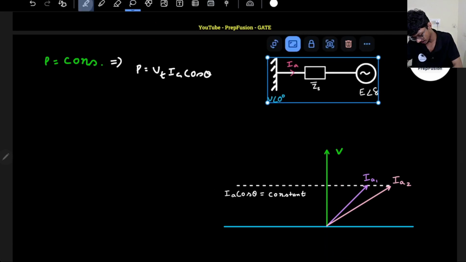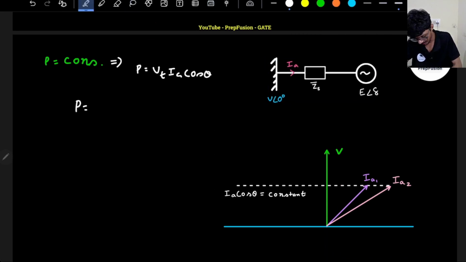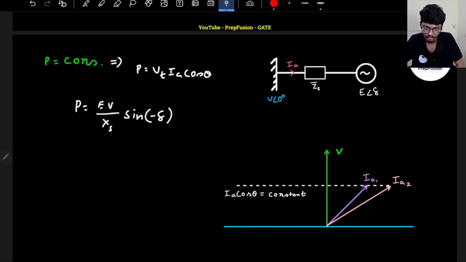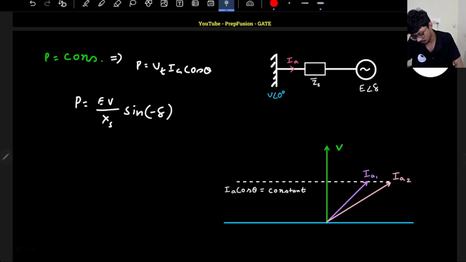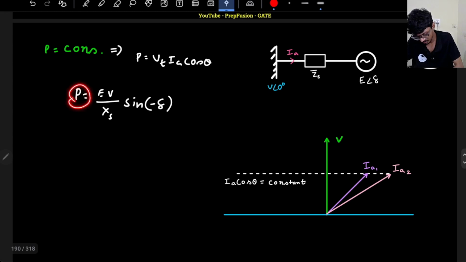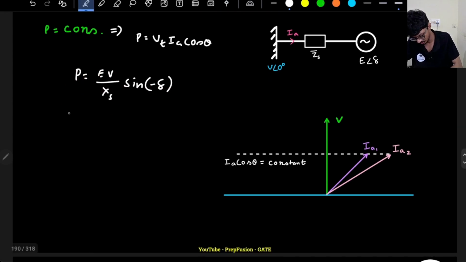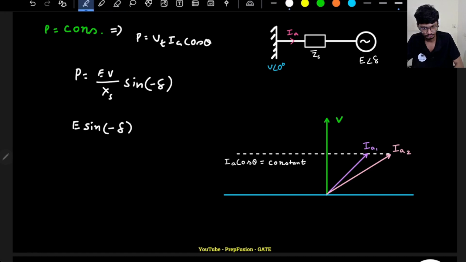Again, if I assume Ra to be 0, power will be E into Vt by Xs into sine delta, and remember it was minus sine delta, so I can put the minus inside delta. If power is constant, then Xs is constant, V is constant, so excitation E sine delta also has to be constant. Basically E into sine of minus delta has to be constant.